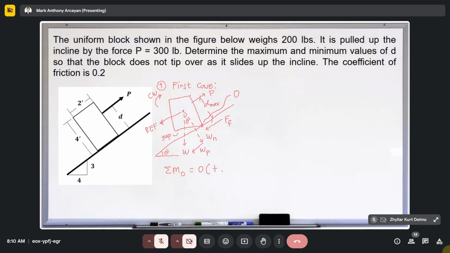We take positive if the force can produce a clockwise moment. The reason why I choose clockwise is so that my force P here, which is associated with D max, is positive. But you can also stick to the counterclockwise. Still, we arrive at the same answer. Let's identify the forces that can produce a clockwise moment.